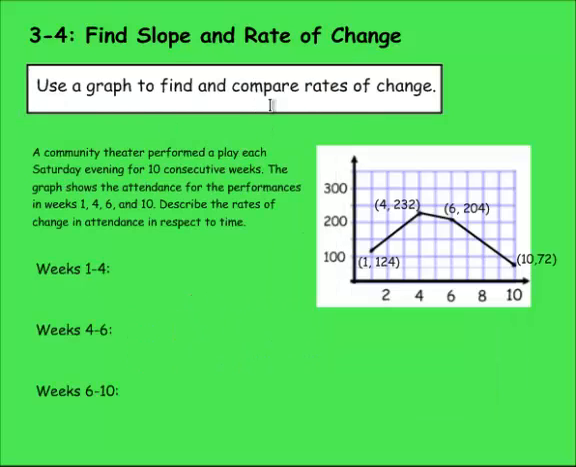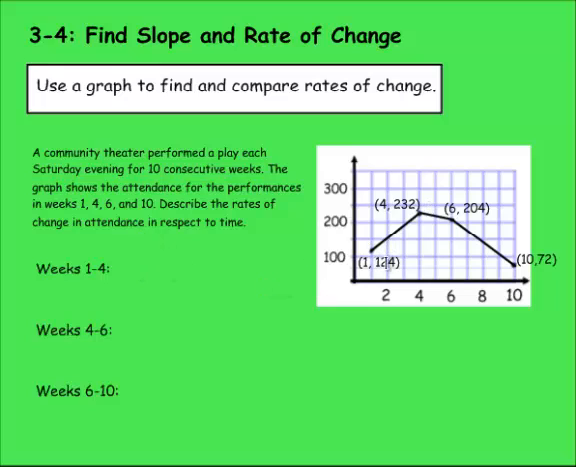So for this part, we're going to compare rates of change according to a real-world situation. A community theater performed a play each Saturday evening for 10 consecutive weeks. The graph shows the attendance for the performances in weeks 1, 4, 6, and 10. Describe the rates of change in attendance with respect to time. So if we're going to compare from week 1 to week 4, we could do rise over run to find the rates of change between week 1 and week 4.